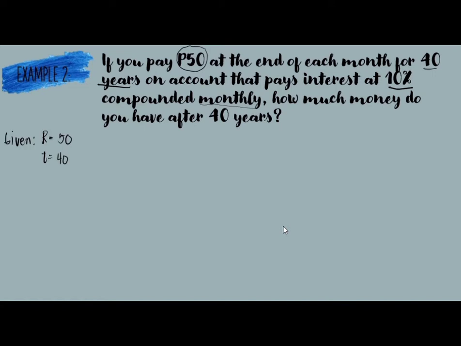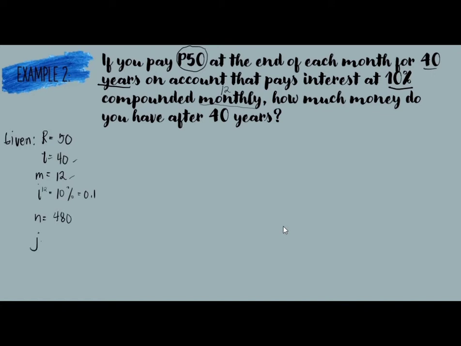So, since monthly yan, that is 12. So, yung conversion period natin is 12. Then, yung interest or yung nominal rate natin is 10% or 0.10 or 0.1. So, that is the same. Okay, so now let's compute for the N or yung total number of conversion period. So, N is equal to T times M. So, 40 times 12, that is 480.